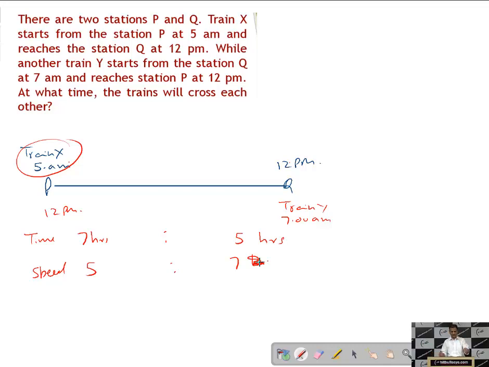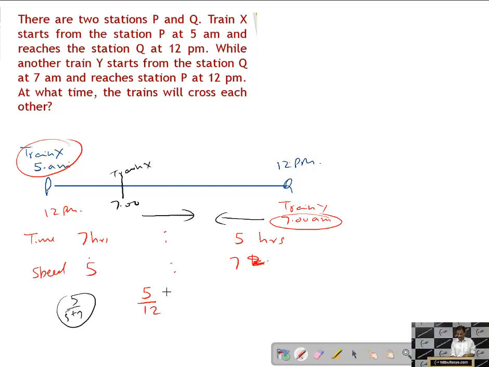After that, now it is the trick. I will do 5 by 12. Why? We have nothing to do with distance, student. You will assume at 7 this train X will be here. After 7, both the trains will move toward each other. So what we will do? We will write 5 by 12. 5:7 means 5 over 5 plus 7, 5 by 12. And you only have to remember, student, after this step the answer will be there.